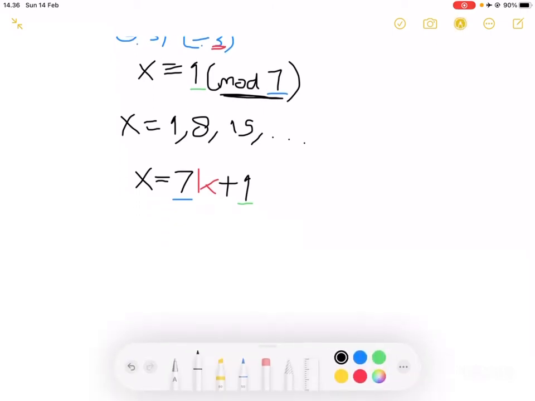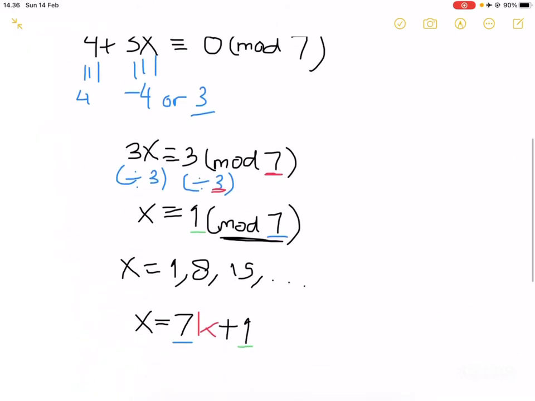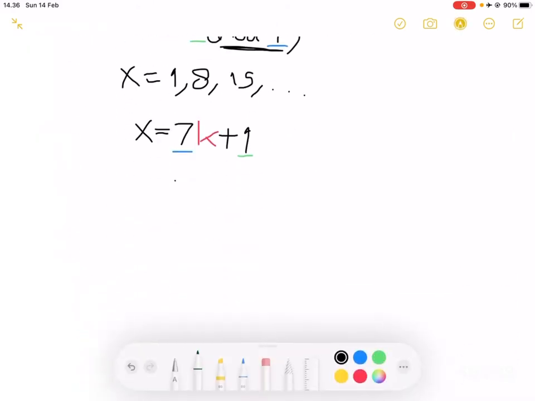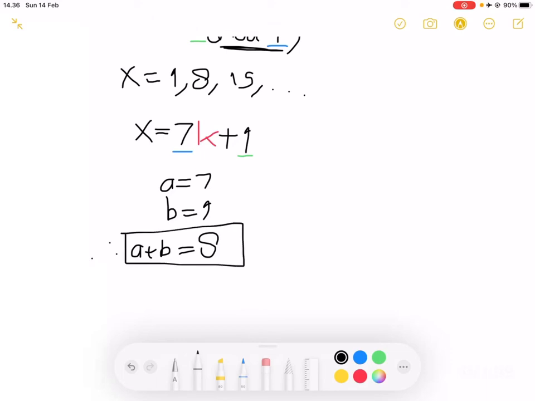So basically here we set x as the quotient multiplied by the divisor plus the remainder. By matching terms and coefficients, we know that a is 7 and b is 1. And therefore a plus b will be 8. This is the final answer for this problem.